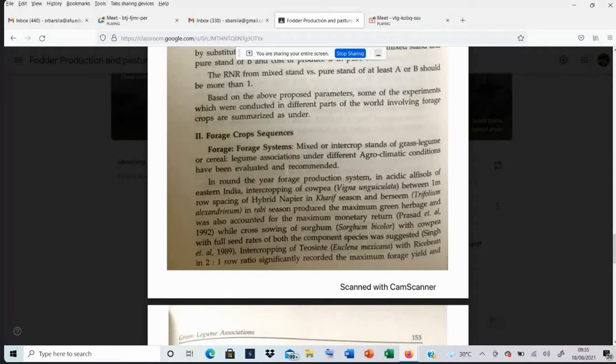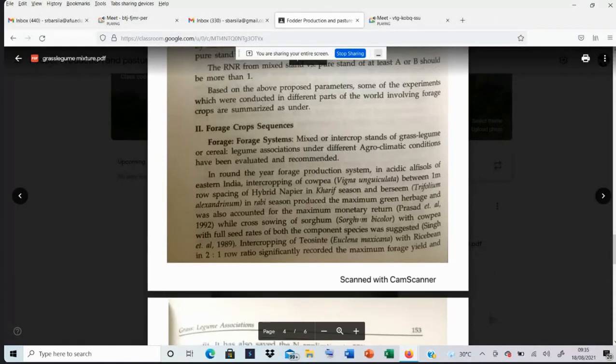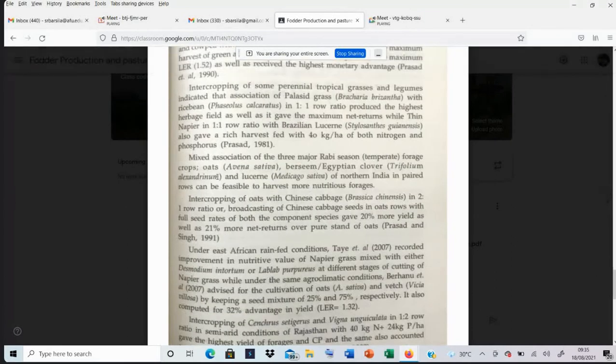There are very few forage options in winter, but in summer we have many more, because our perennial forages are mostly vegetative in nature during summer, okay? So that's all about the cropping sequence and grass legume associations.